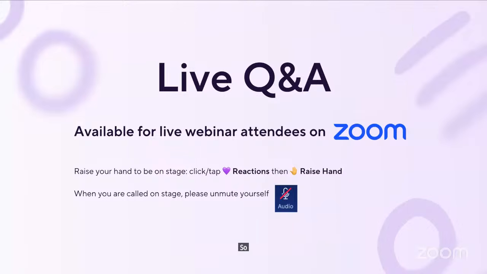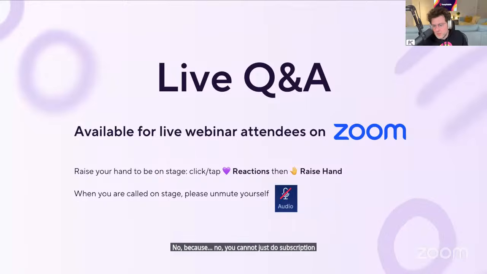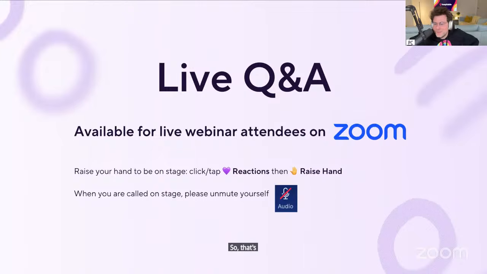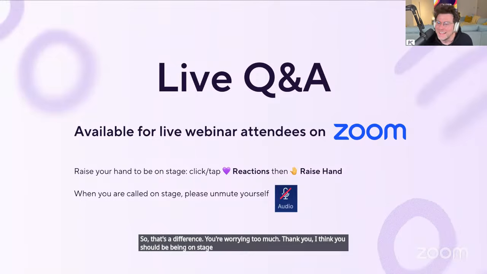Okay, because if I look at that property, it's 18 point something percent. Are you just subtracting the 7? No, because you cannot just do subtraction. You have to do multiplication all over. So Eli says if you have 18.34, you do 12.42. So that's the difference. But Eli is also saying you're worrying too much. Thank you. I think you should be on stage, Eli, at this point.